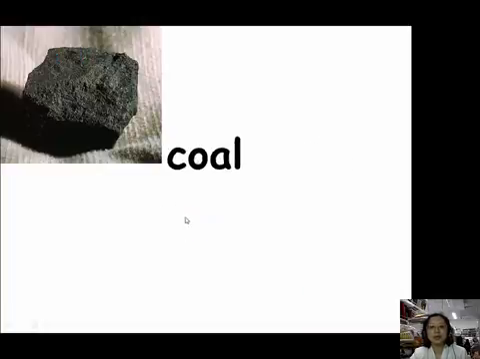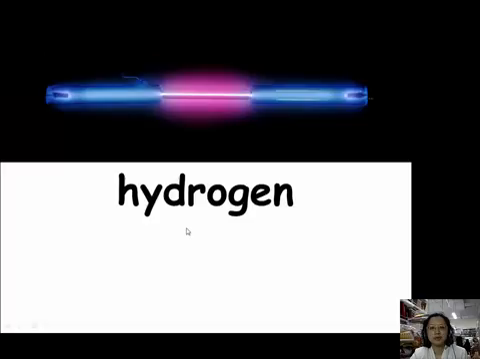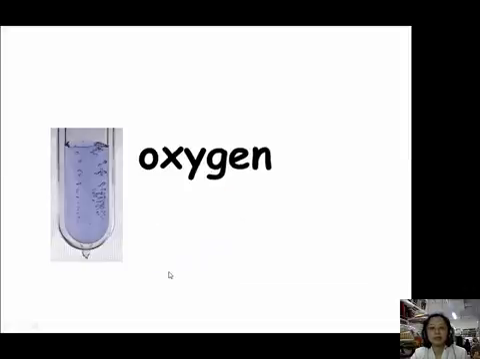For carbon dioxide, we have one prefix, capno, C-A-P-N-O. And for coal, we use one prefix, anthraco, A-N-T-H-R-A-C-O. For hydrogen, we have one prefix, hydro, H-Y-D-R-O. For oxygen, we have two prefixes, ox, O-X, and oxy, O-X-Y.